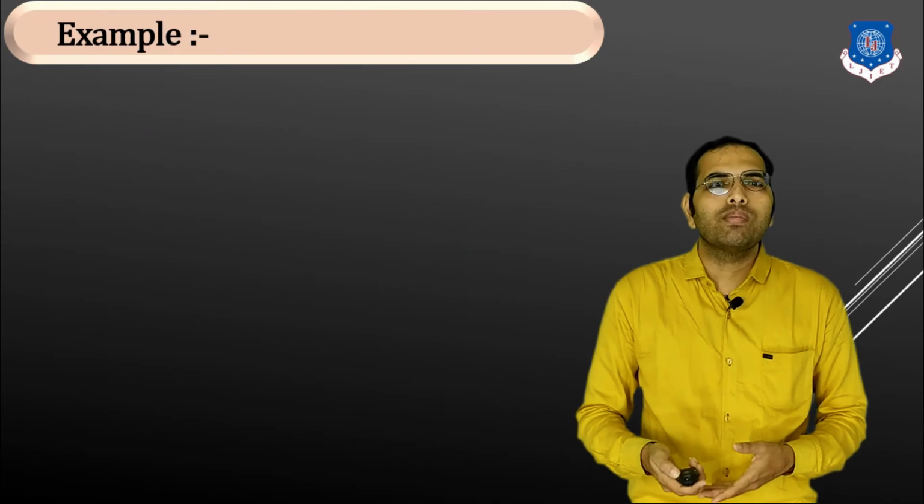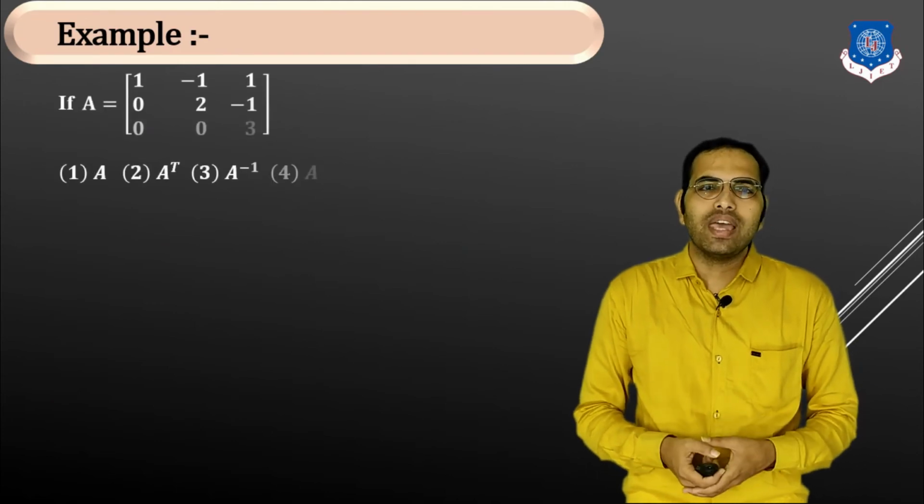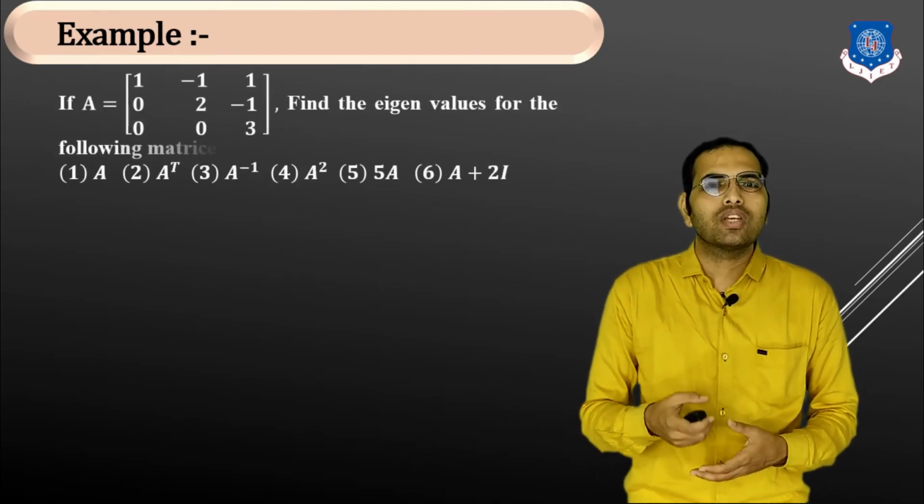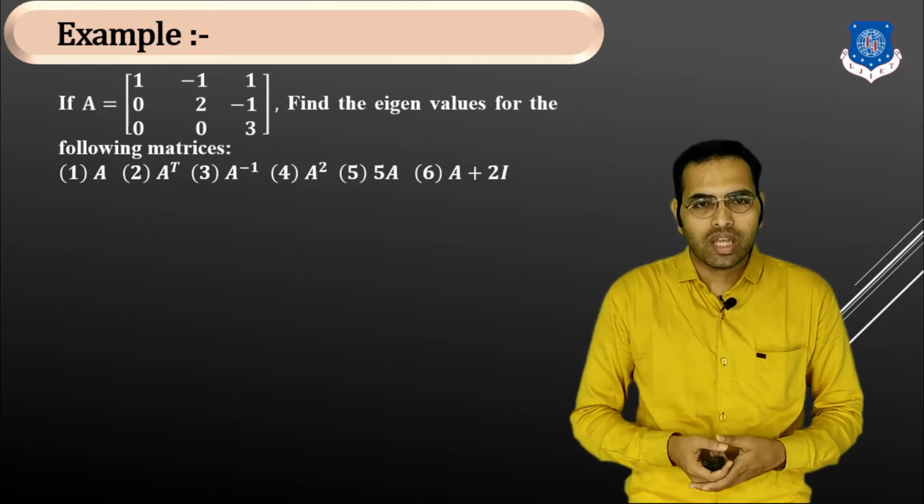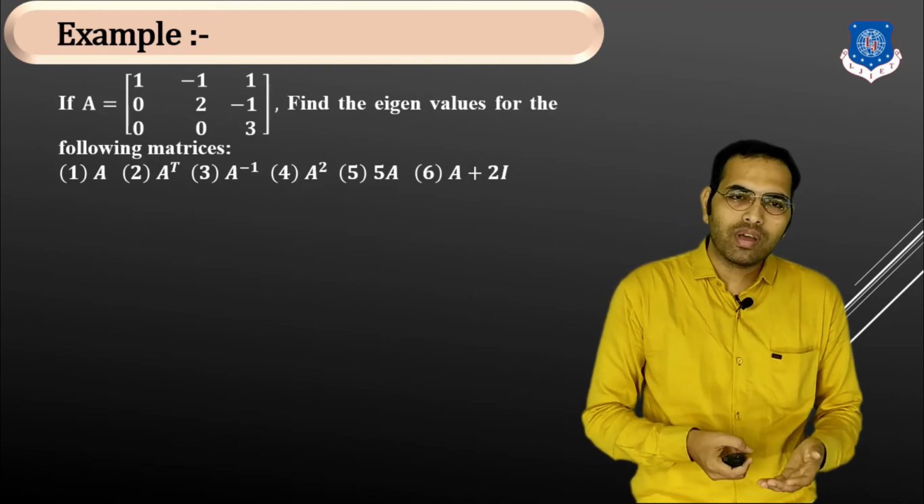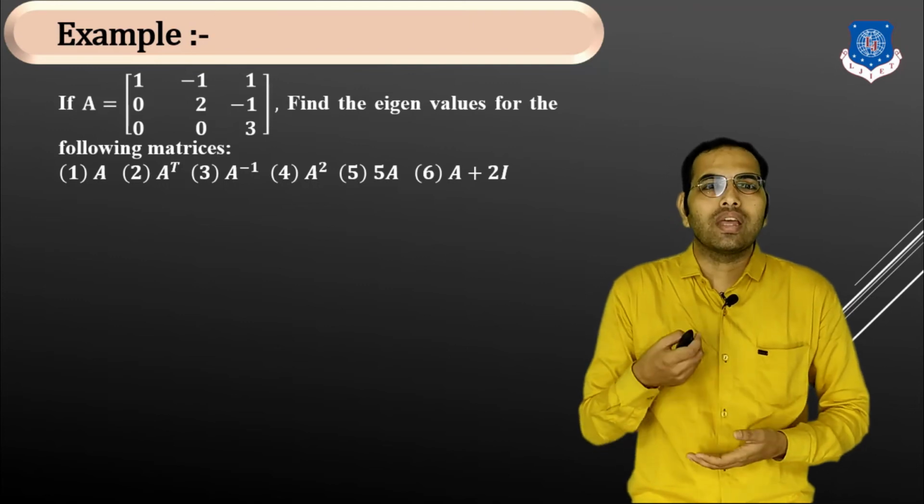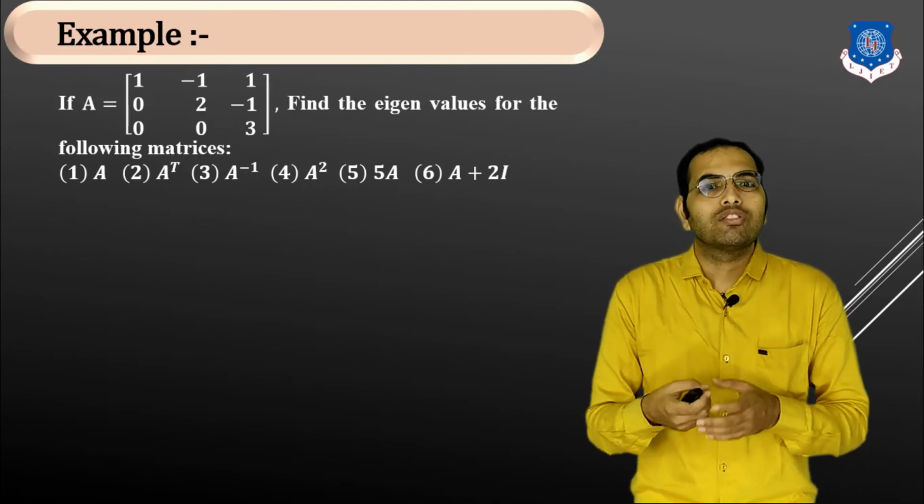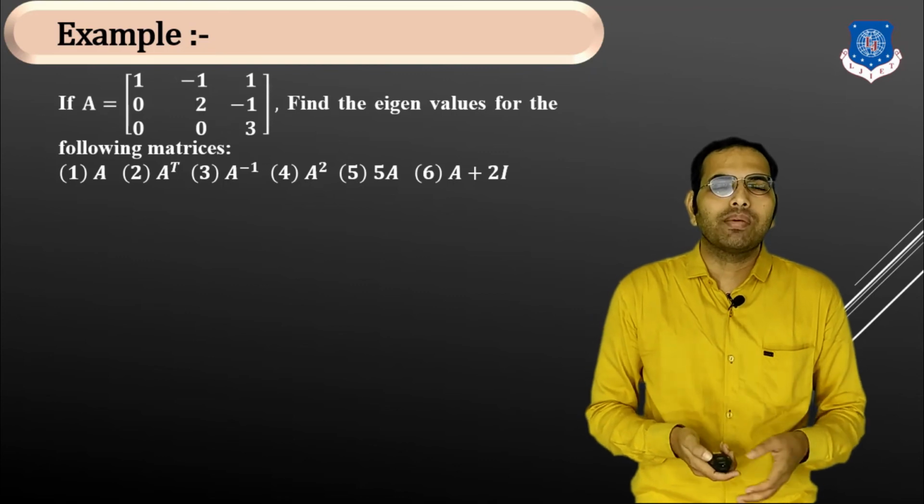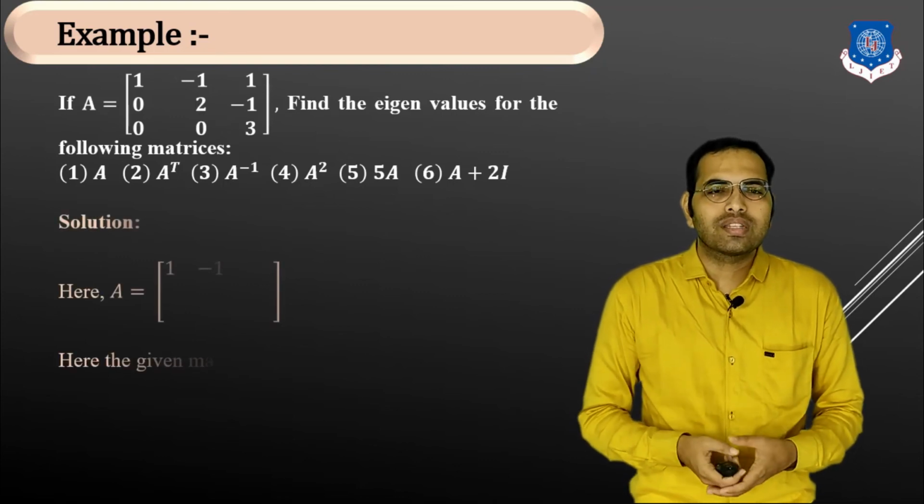Let's see one more example. If A equals the matrix with rows 1 minus 1 1, 0 2 minus 1, 0 0 3, find the eigenvalues of the following matrices. First one is A, second one is A transpose, then A inverse, A square, 5A and sixth one is A plus 2I. Let's see.